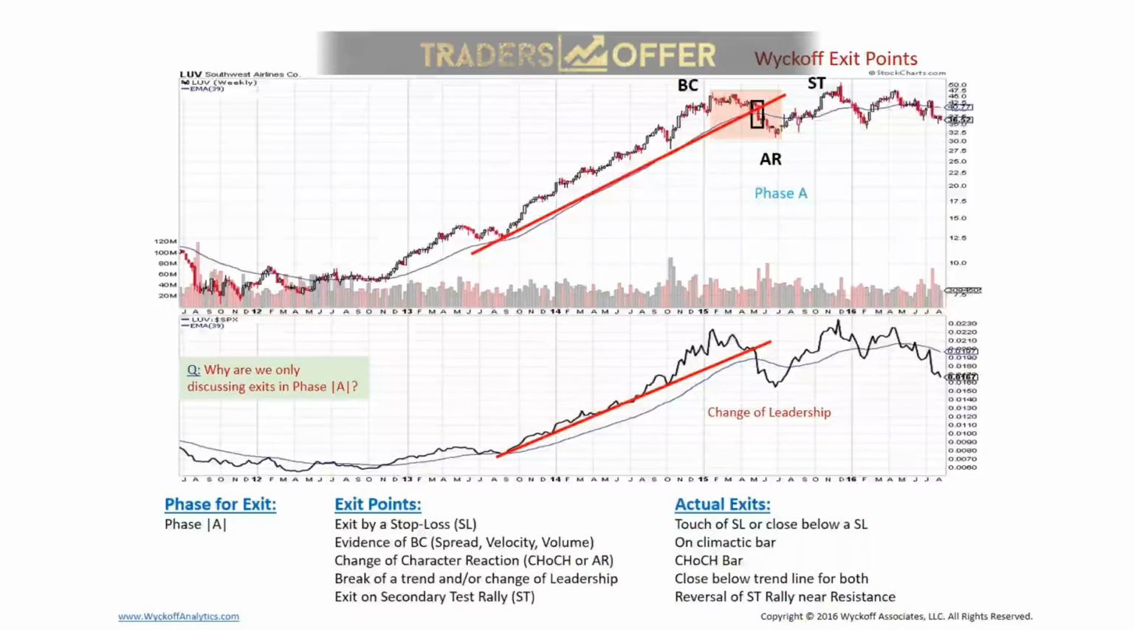All right, next question. Are all swings started or finished by reversal bars? And are all the reversal bars change of character bars?